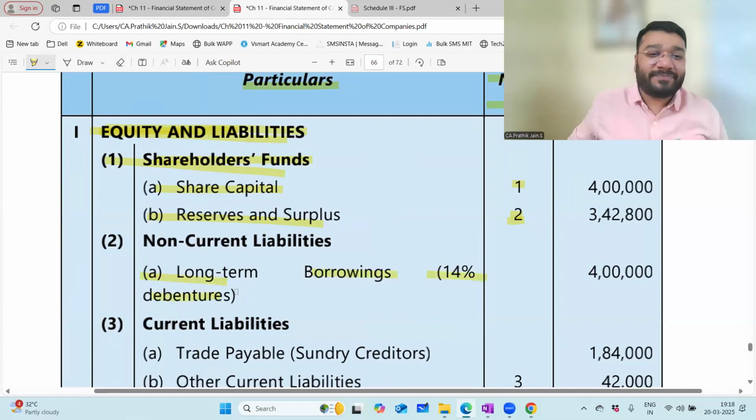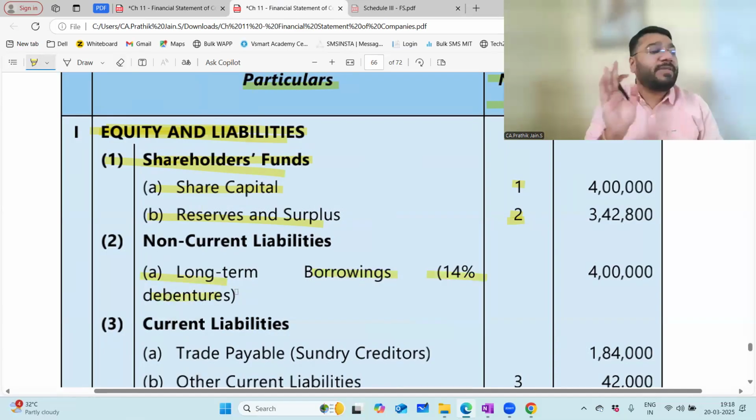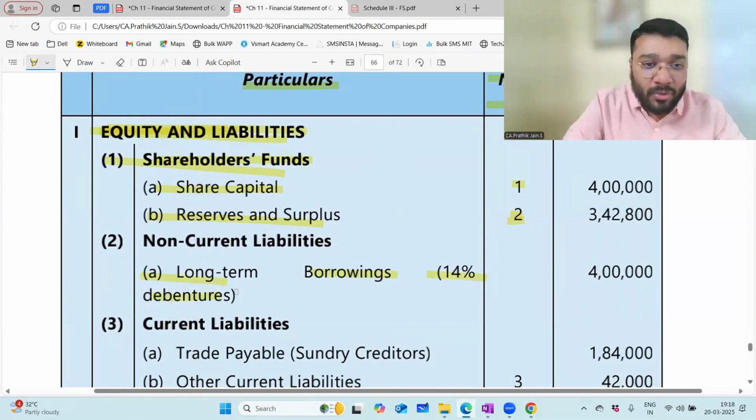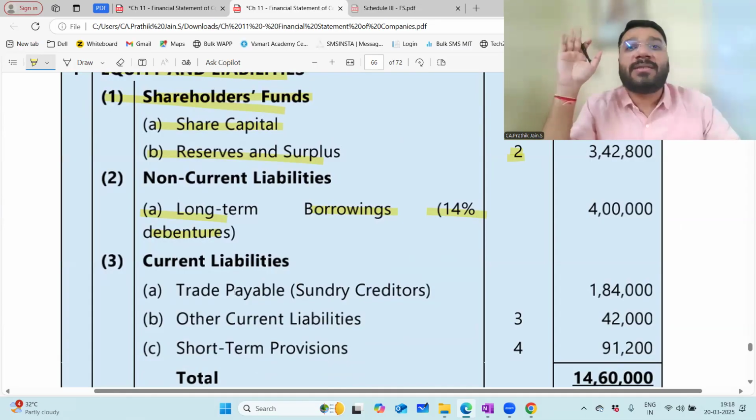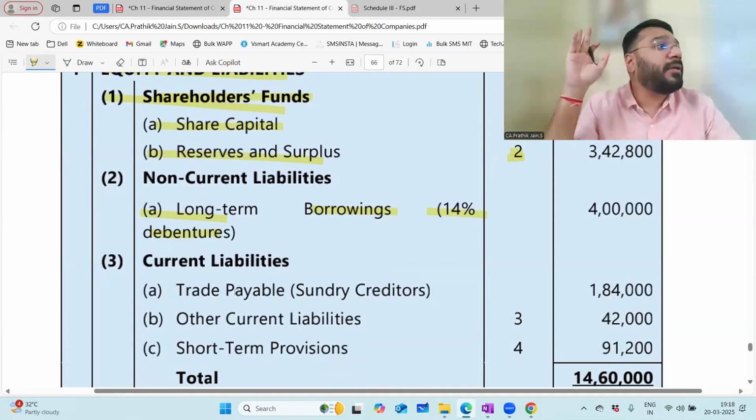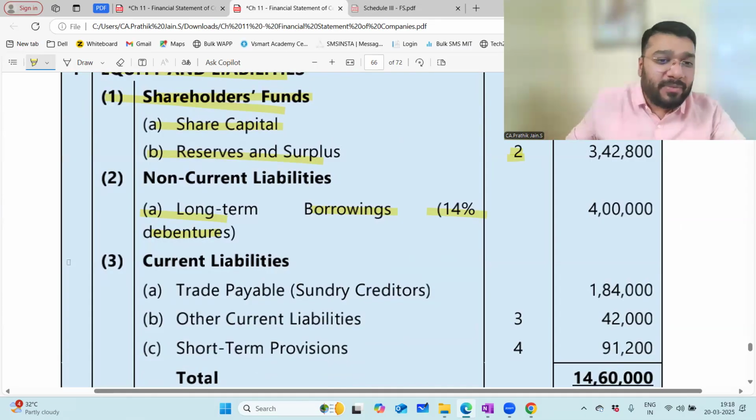14% debenture. Don't write anything. Don't write the amount. Just write the particulars. No note number. There's no deferred tax liability net. No other non-current liabilities, that is, other long-term liabilities. There's no long-term provision. Directly current liabilities.